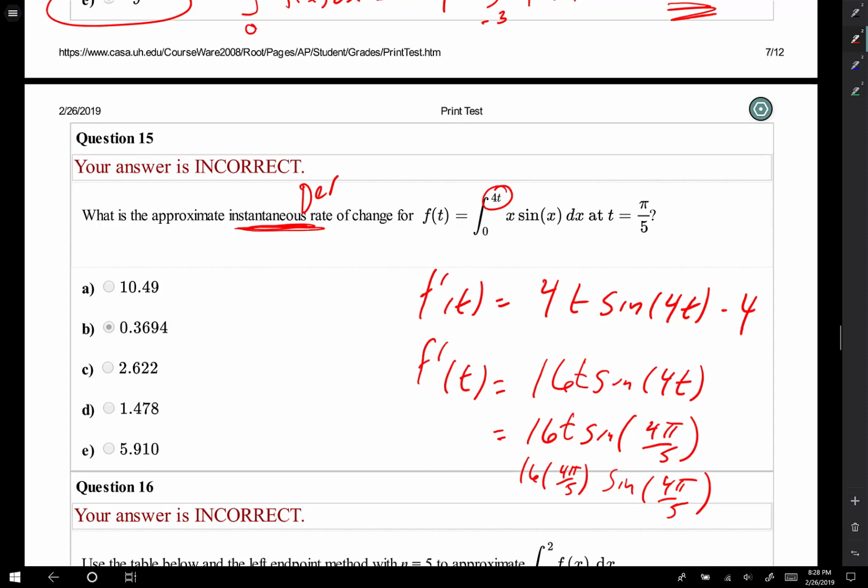23. Oh, I still didn't get anything. I'm in radian mode. Is there something I am missing? 16 times 4 pi.